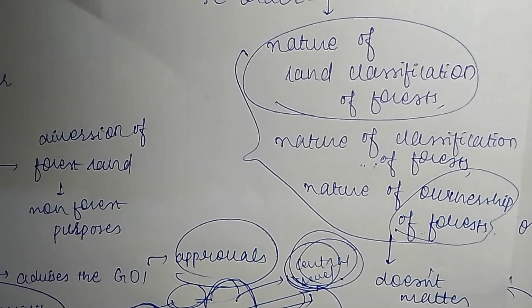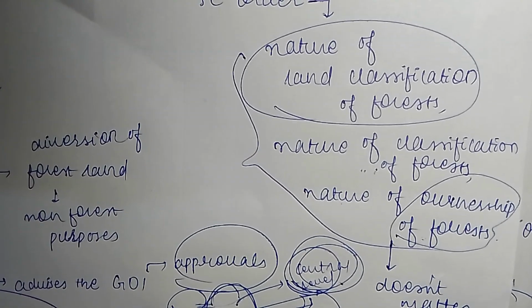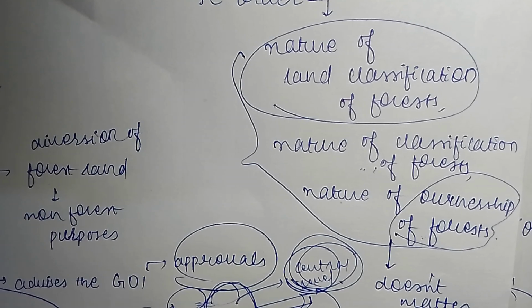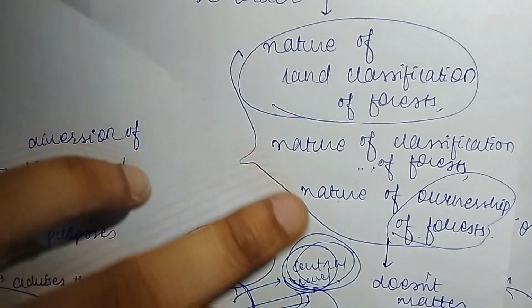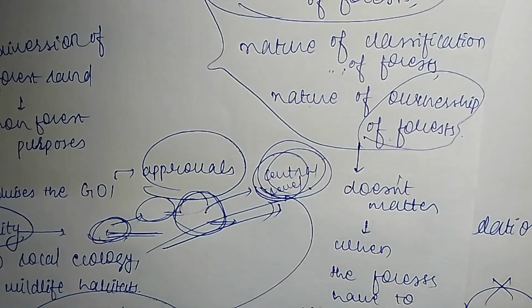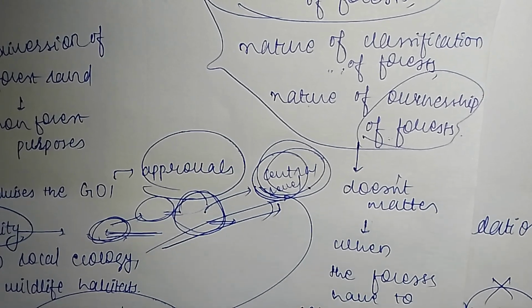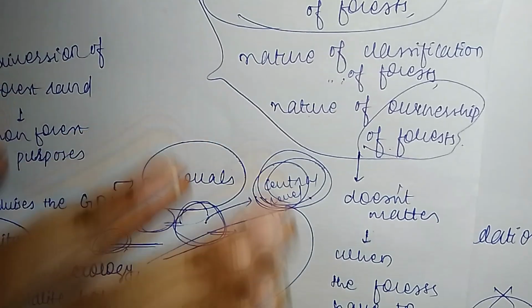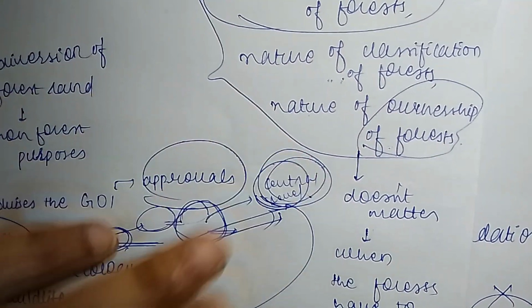So it doesn't matter. Forest basically means, they do not take into account the nature of land classification or the nature of ownership of forest whenever forest conservation has to be taken into account. That means when they're trying to divert forest land for the purpose of non-forest use, that forest can include any forest, irrespective of nature of land classification and nature of ownership.